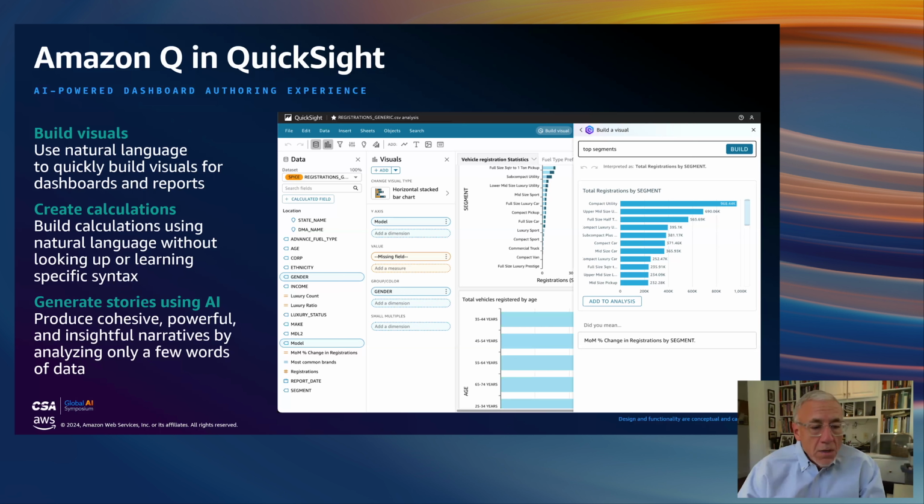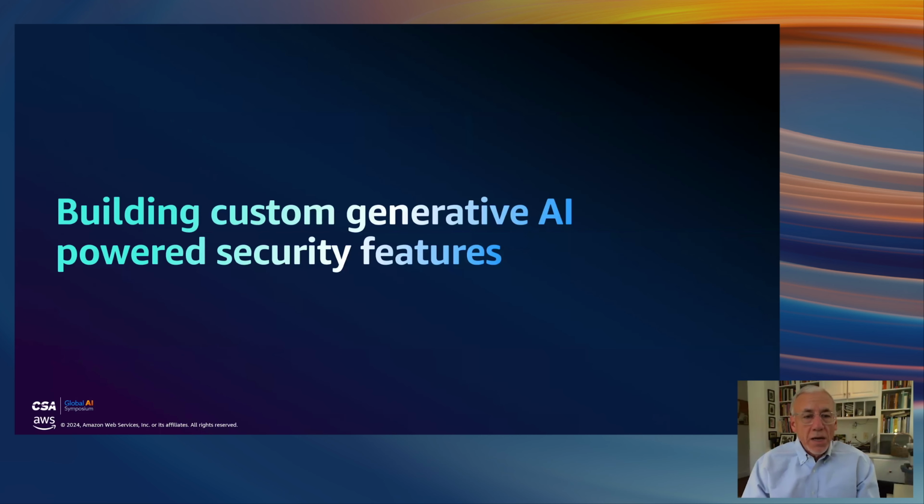So that's an example of the use of generative AI in some of our services. Now let's go on to how you might use this in your environments. And so we'll talk for the next segment about building custom features or new capabilities in your systems using generative AI, and specifically in some of your security tools.